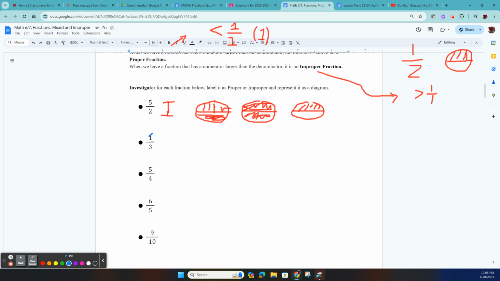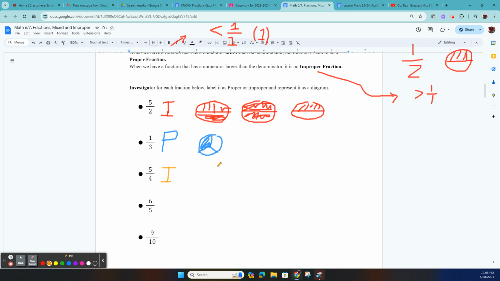Next one, 1/3. Well, the numerator is smaller than the denominator, so you betcha that's proper. Let's make thirds. Do the old peace symbol for thirds. Shade in 1 of them. Cool. 1/3. Done. Easy.